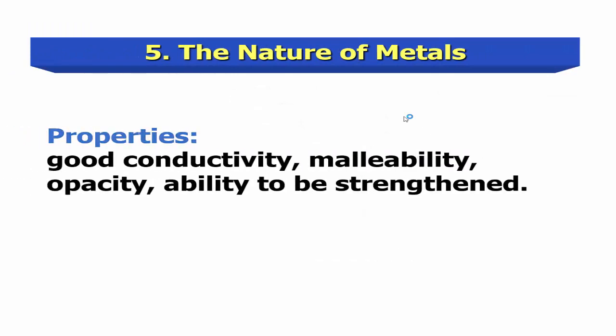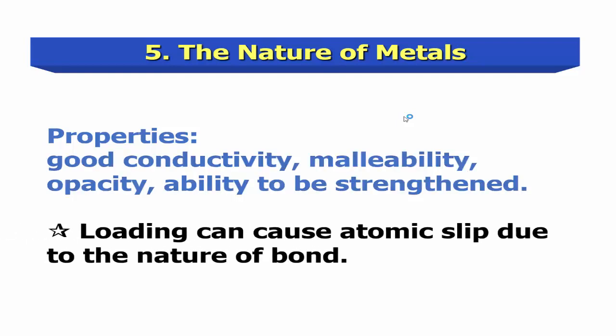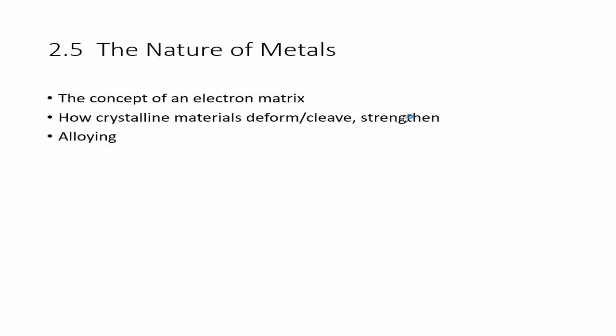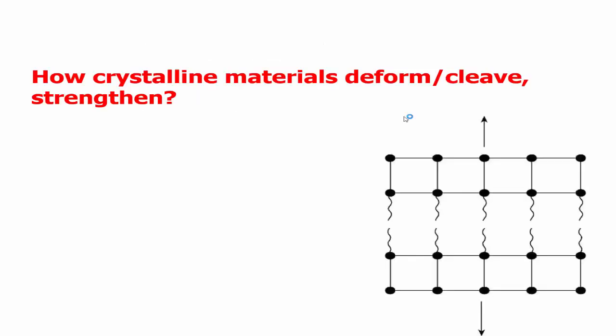In properties we have good conductivity, malleability, opacity and ability to be strengthened, and loading can cause atomic slip due to the nature of the bond. For the nature of metals we have the concept of an electron matrix and how crystalline materials deform, cleave or strengthen, and alloying. So how crystalline materials deform, cleave and strengthen.